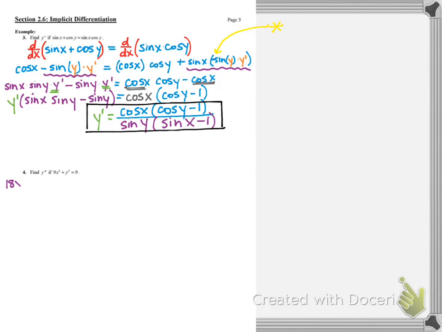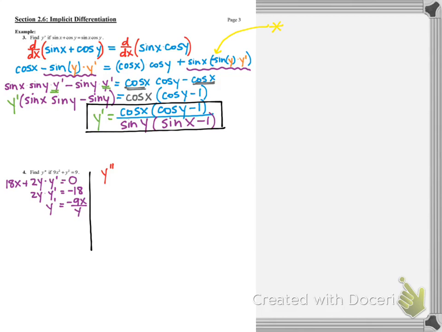We can use implicit differentiation to solve for second derivatives as well. It's a little bit more work, but it can still be done. So the first thing we're going to do in number 4 is find the first derivative. So we bring down the 2, and we get 18x plus 2y y prime equals 0. We solve for y prime, and there's our first derivative. y prime equals negative 9x over y.